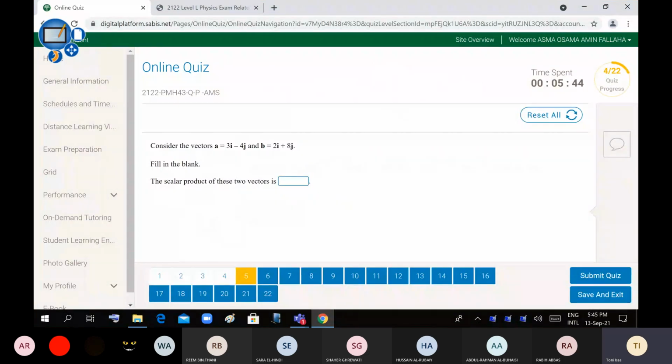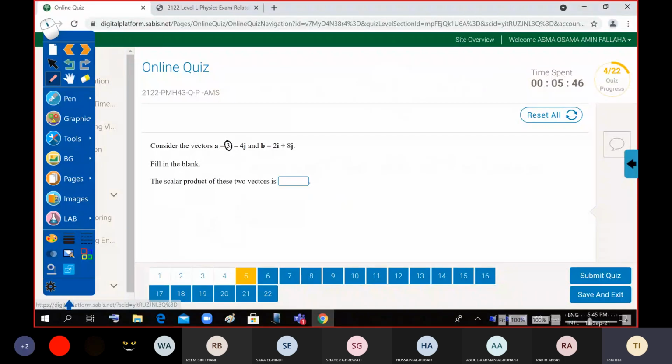How can I find the scalar product of two vectors? To find the scalar product, all you have to do is multiply the x of the first by the x of the second. So it will be 3 times 2 plus minus 4 times 8. This is how you find the scalar product, and you should get an answer of minus 26.